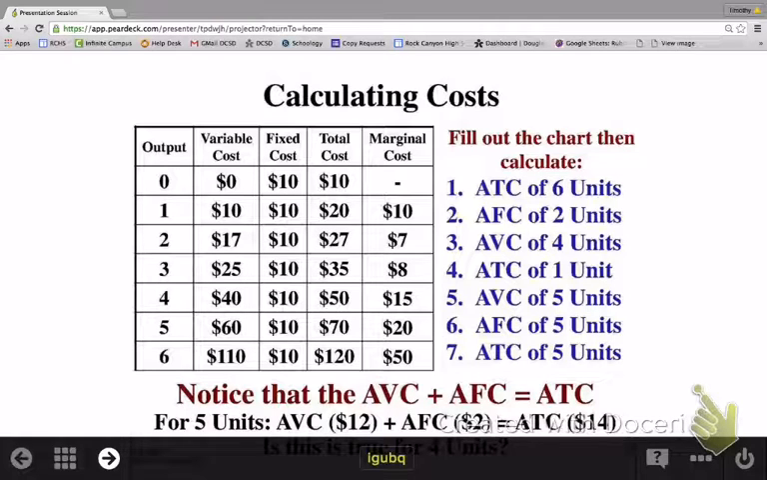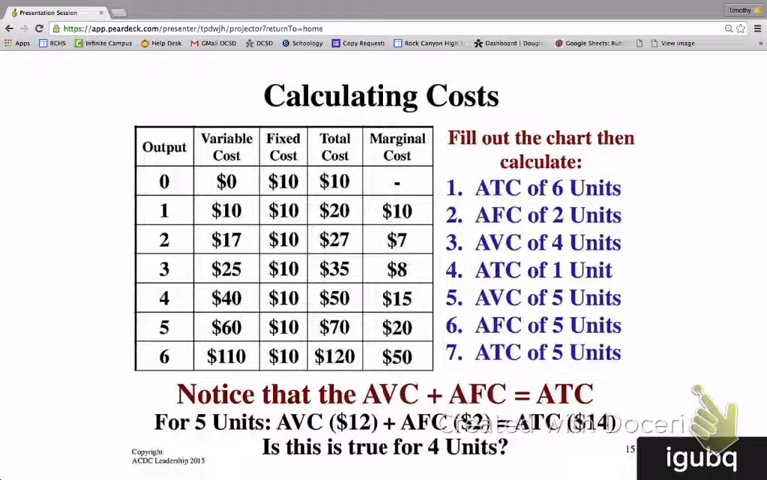So here we can fill out the chart and calculate average total cost, average fixed cost, and average variable cost for each quantity. And when we do that, notice that the AVC plus the AFC equals the average total cost. For 5 units, the average variable cost is $12 plus an average fixed cost of $2, and that equals an average total cost of $14.